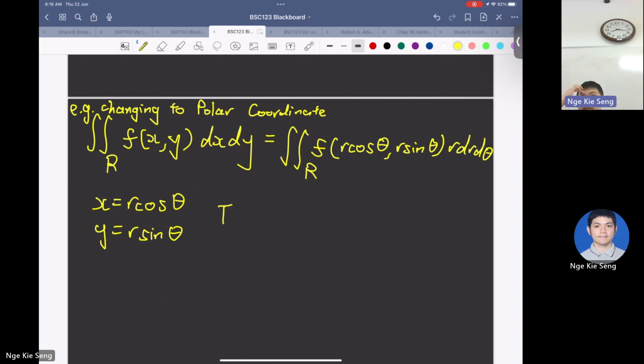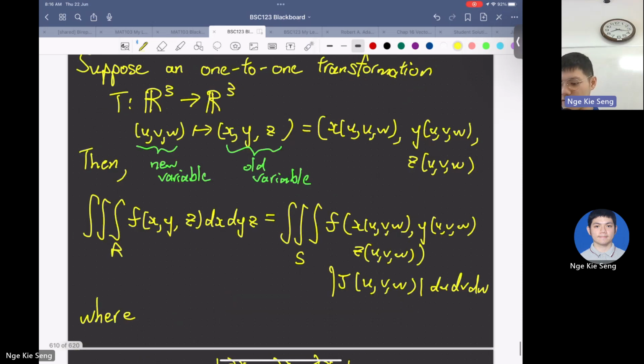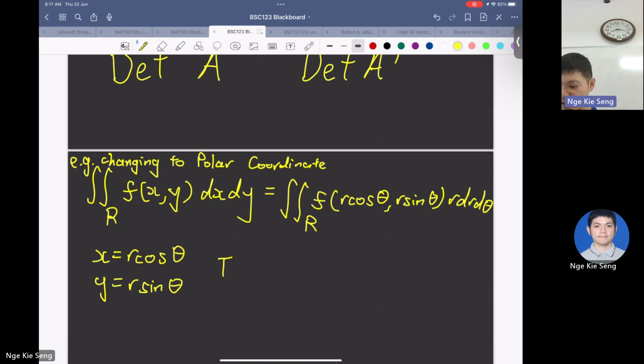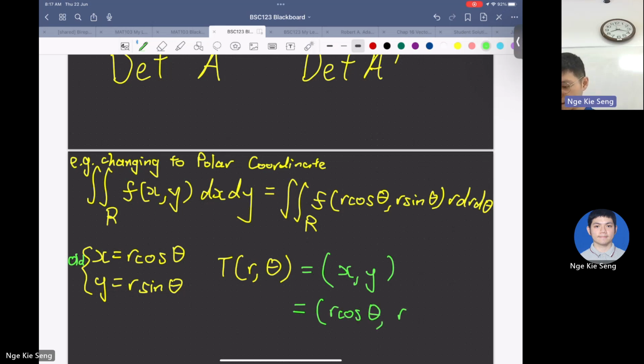So in this case, what's our T? T is the mapping from new variable to old variable, in terms of new variables. So our new variables here are r and theta. This map is going from new to old. So here T of r, theta equals x and y. We define x and y to be r cos theta and r sine theta.